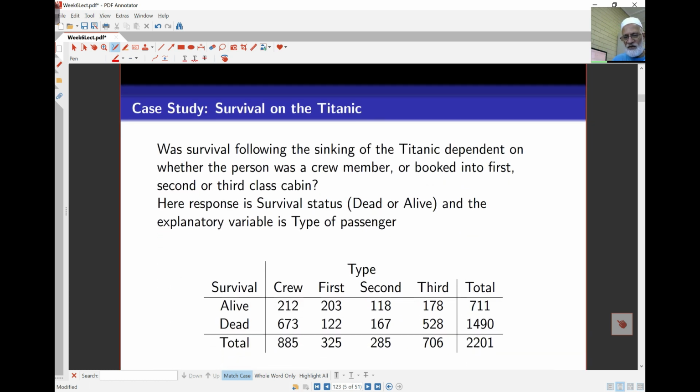The example we'll take a look at to start off with here is this survival data on the Titanic. The question here is, is the survival status the same for all particular types of the passengers? So they're either crew or first class or second class or third class. We have the data here and the status of whether they're alive or dead. So we want to know whether the status alive or dead is the same for all classes of passengers.